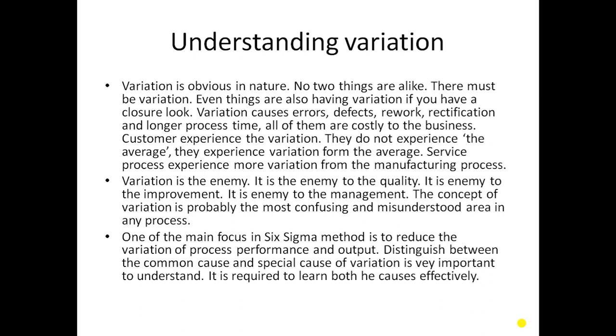So the Six Sigma method, one of the main focuses is to reduce the process variation, so that the process performance and output are optimum. Distinguishing between the common causes and special causes of variation is a very important area to be understood. Both causes need to be learned very effectively, so that people or the operator know which one is a common cause and which one is a special cause, so that these causes can be reduced. Eliminated is very difficult to say, but it can be reduced.